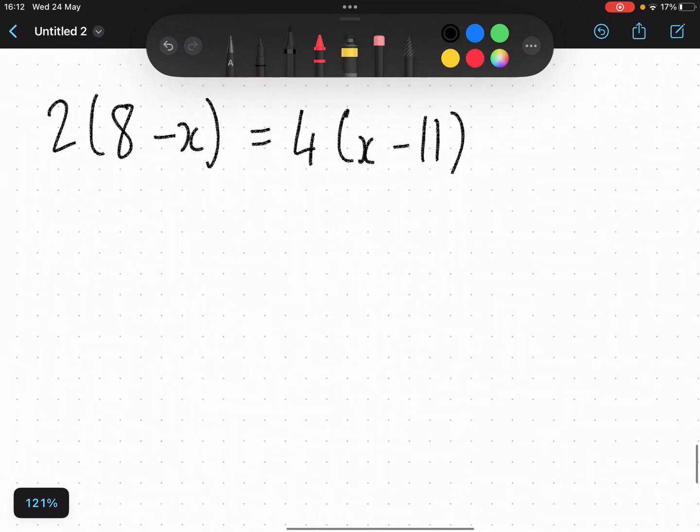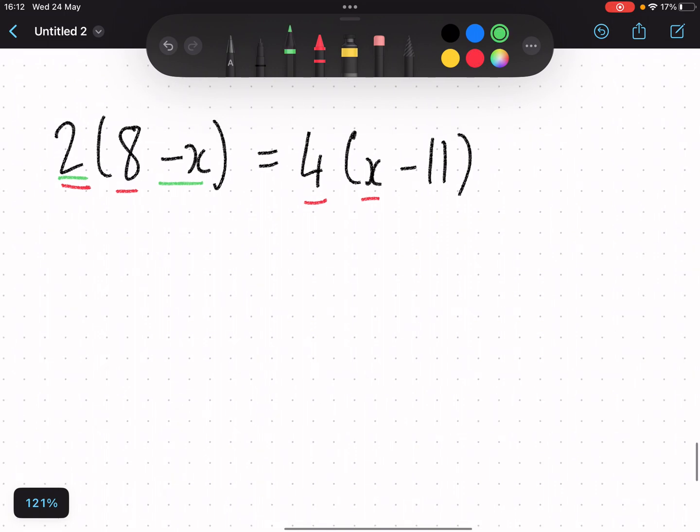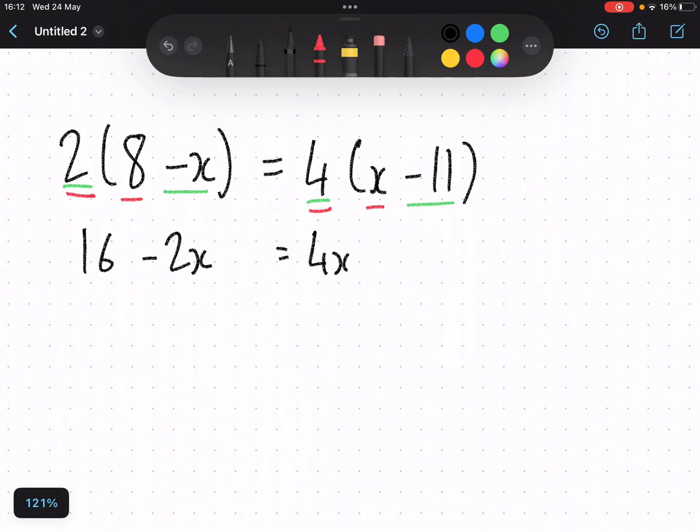Just a second example with a bracket on both sides. So again, it's 2 multiplied by the 8, and also 2 multiplied by the minus x. Over here, it will be 4 multiplied by the x, and also 4 multiplied by the minus 11. So 2 multiplied by 8 is 16. 2 multiplied by minus x is minus 2x, equals 4 multiplied by x is 4x. 4 multiplied by minus 11 is minus 44.